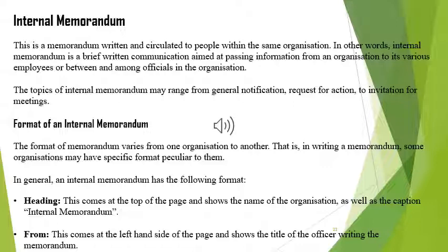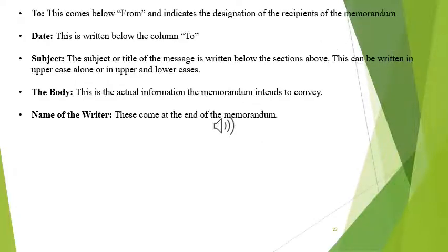So this is the from aspect. After the internal memo, you give information as to who is sending out the memo, who it is coming from. After the information on who the memo is coming from, the next thing you see is the to, that is who the memo is addressed to.